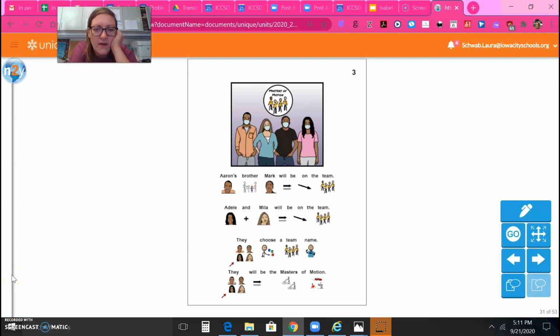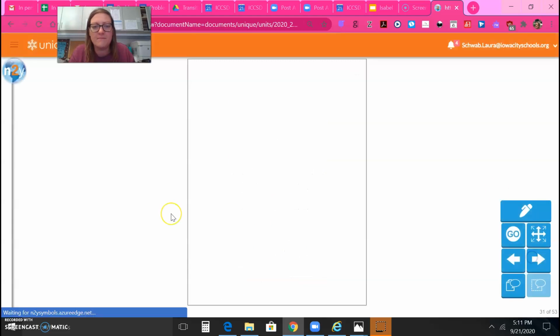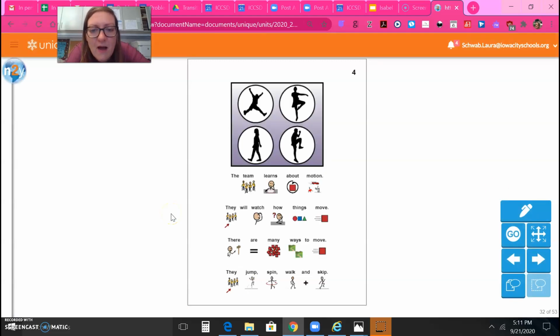Aaron's brother Mark will be on the team. Adele and Mila will be on the team. They choose a team name. They will be the Masters of Motion. That is their team name. That's pretty cool. The team learns about motion. What do they learn about? You can find it on your board. They learn about motion, things that move.